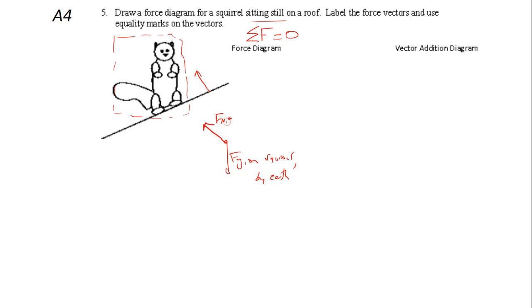So F normal on squirrel by roof. And if I draw these two together, they haven't closed off to where the start is. So at the moment it looks like there's a net force here, which doesn't make sense because I've said that the net force is 0. So there must be another force that comes up like this to there, and that is the friction. F friction on squirrel by roof. Great. See you in the rest of the lesson.